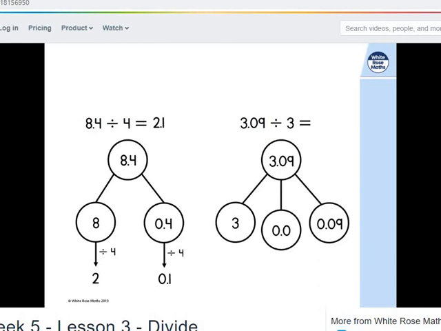Let's do the same for 3.09. So we've got 3 ones, which we can divide by 3, which gives me 1 one. 0.0, well, that's the same as nothing. Nothing divided by 3 is nothing. And 0.09, well, 9 hundredths divided by 3 is going to be 3 hundredths. So together that would be 1.03.